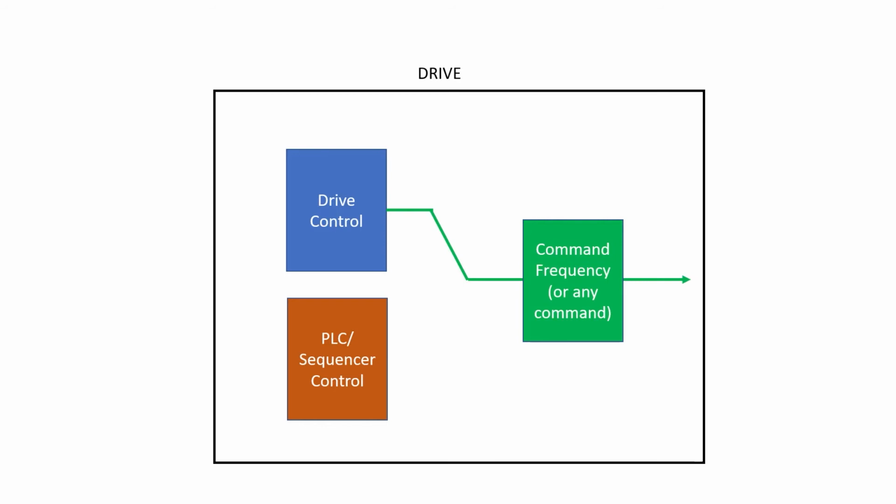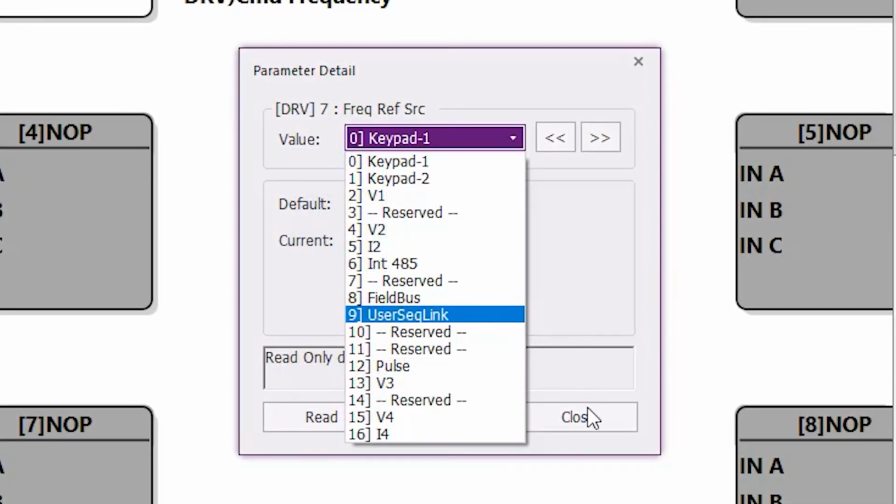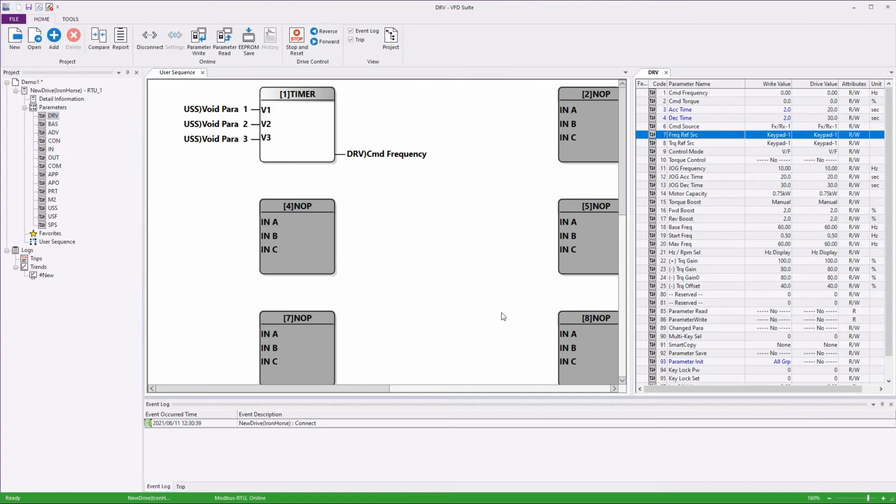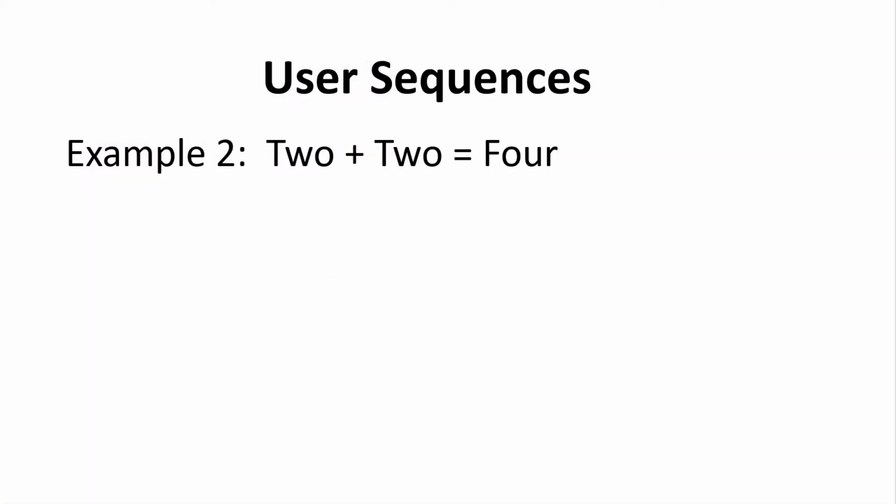So that's really important to remember. When the user sequencer is running, it always takes over whatever it's controlling. Okay, I did a lot of talking in that example. Let's do one more without all that talking so you can see how easy this really is.